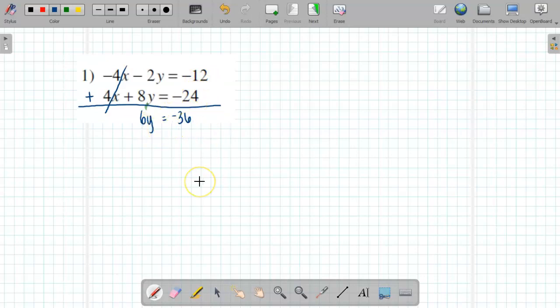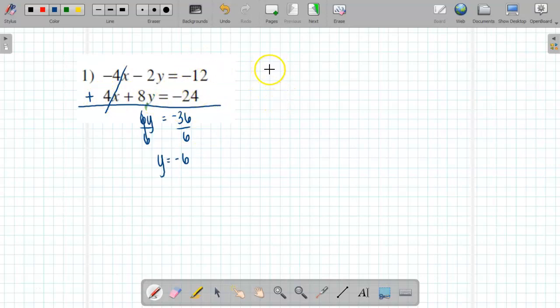So now you can see I have a really simple equation where all I have to do is divide by 6 on both sides. And when I do that, y will equal negative 6. So that gives me my y coordinate pretty quickly. Then I'm going to pick one of these two equations to plug back in to find my x. This is going to be a little bit longer than the substitution, but not too bad.